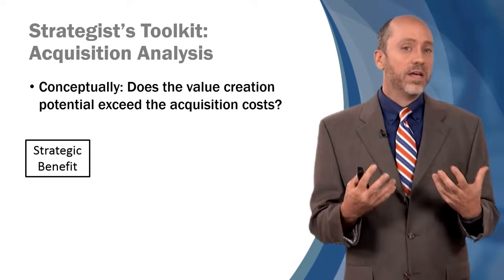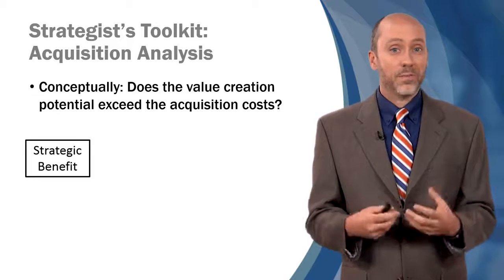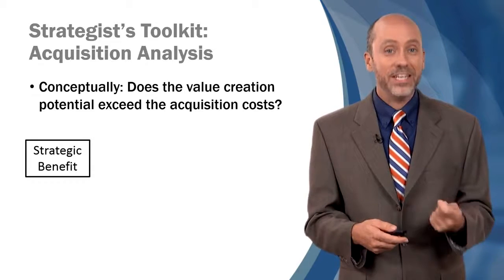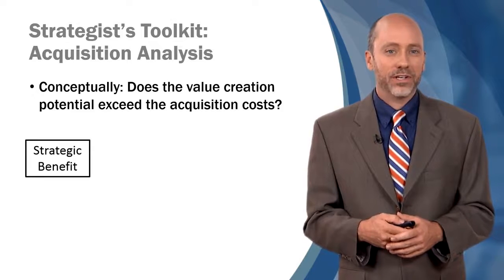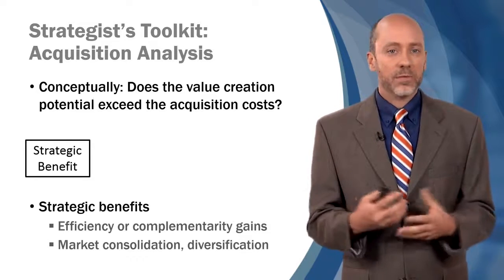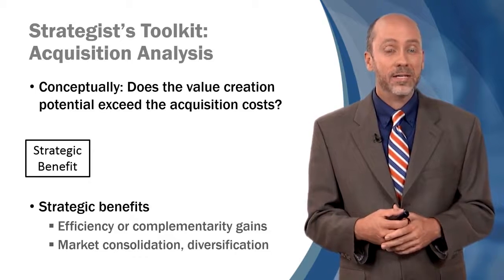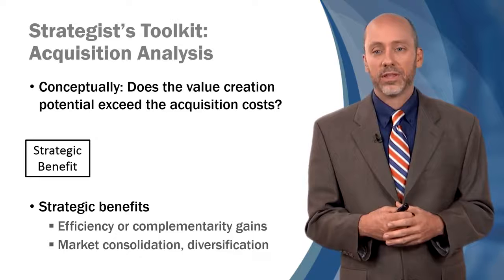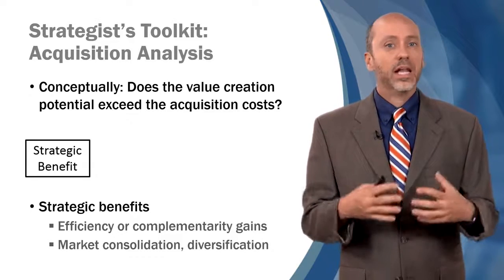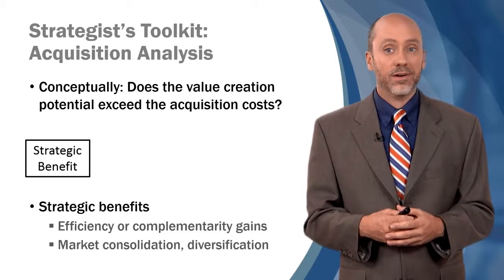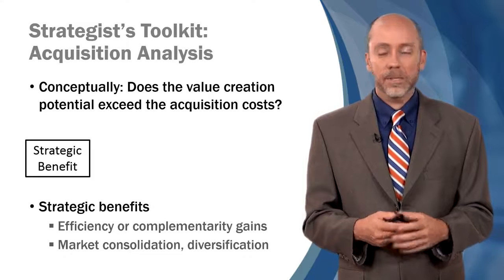One useful way to think about this is like an equation. The first element of this equation is the idea of the strategic benefit. What is the strategic benefit of this potential acquisition? We might think of strategic benefits like efficiency gains or complementarity gains. Efficiency gains have to do with things like, if we can improve our cost structure, if we can eliminate redundant functions in our overhead, those might lead to some efficiencies.